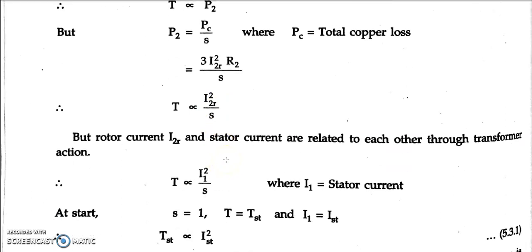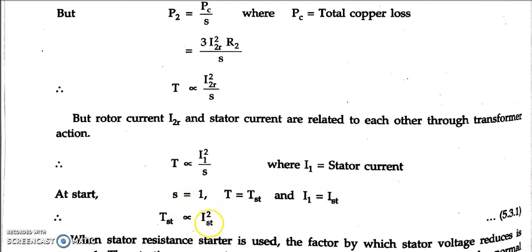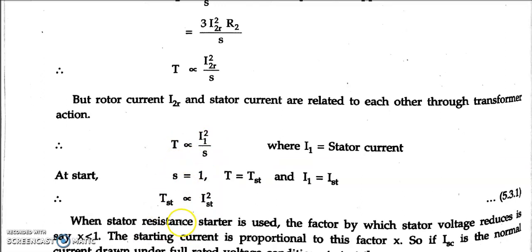Okay, and again I am going to write a similar equation with respect to the stator. I can similarly write that torque is proportional to I1 square divided by S. And we know that during start, S is equal to 1, and T becomes T start, whereas I1 becomes I start. So T start is proportional to I start square if I substitute S equal to 1.